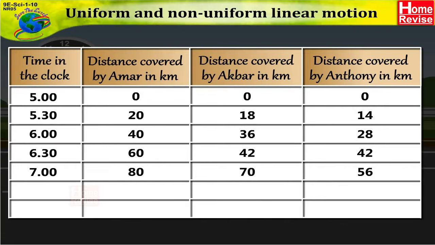When the time in the clock is 7:30, distance covered by Amar is 100, distance covered by Akbar is 95, and distance covered by Anthony is 70. At 8, distance covered by Amar is 120, by Akbar is 120, and by Anthony is 84.